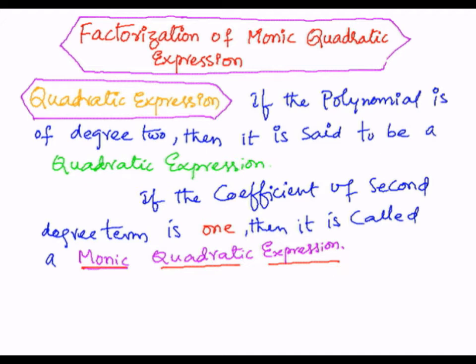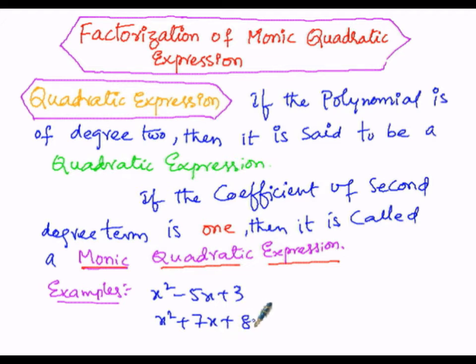So, here let us perform some examples under this. Examples under the monic quadratic expressions, such as x square minus 5x plus 3 or x square plus 7x plus 8.